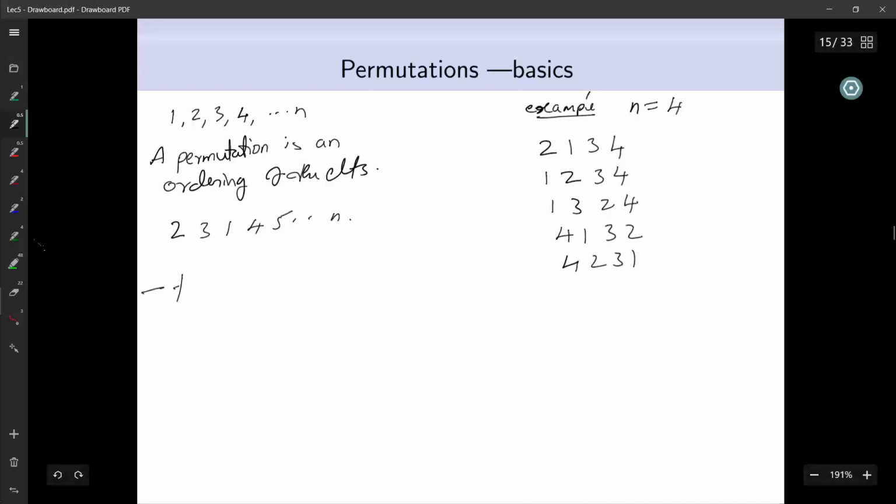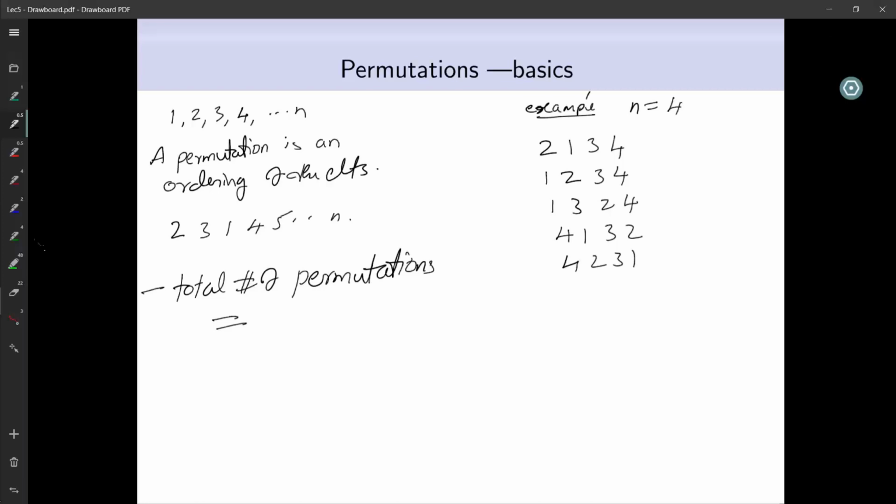So the total number of permutations, you know what it is, right? There are n positions. You choose the first position, there are n values, and then for the second position there are n minus 1 values because one value is already chosen, and so on down to 1. So you know that this is n factorial. So here there are 4 factorial permutations. What is 4 factorial? 4 into 3 is 12, into 2 is 24, right?